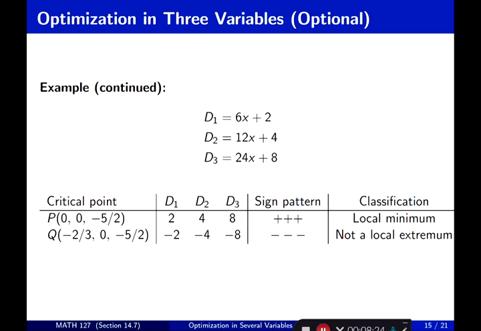Continuing with the example, now that we have D1, D2, D3, just plug in the critical points P and Q, and you get the values. Look at the first line. D1 positive, D2 positive, D3 positive. The pattern is plus, plus, plus: local minimum. The other pattern is negative, negative, negative. That's neither of them, so it's not a local extremum.